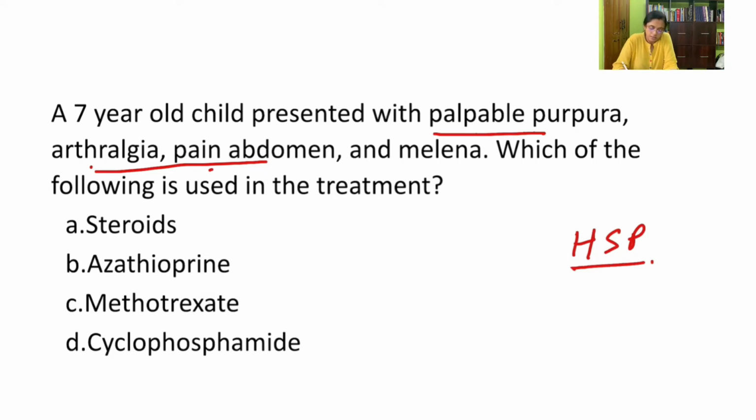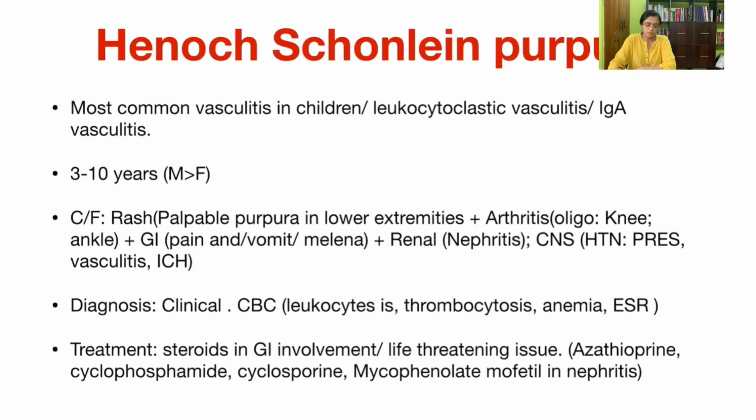Now, in these patients, most of the patients recover on their own. But when their GIT is involved, like in this case, where the patient is having melena, in those cases we have to use steroids. So the treatment of choice is steroids in this case. Now, I have summarized Henoch-Schönlein purpura here in one slide. You can see here, it is the most common vasculitis, a leukocytoclastic vasculitis, also called IgA vasculitis because of deposition of IgA in tissues.